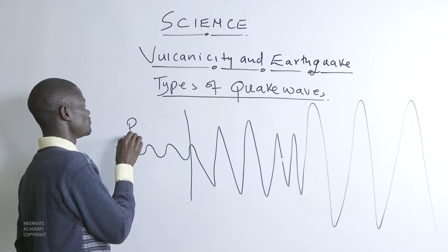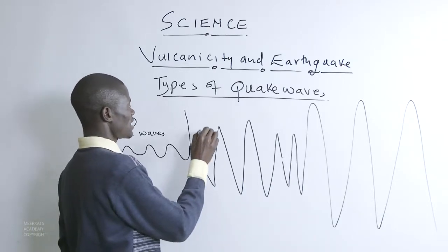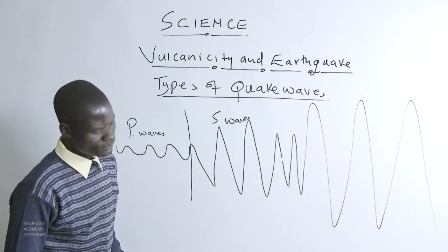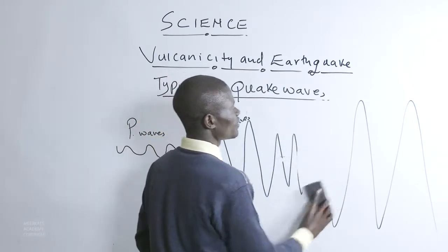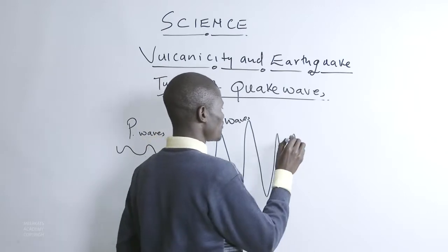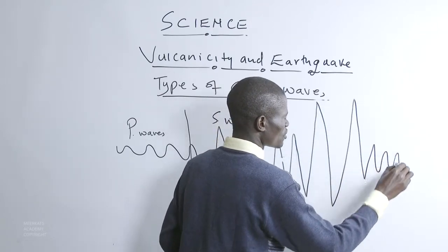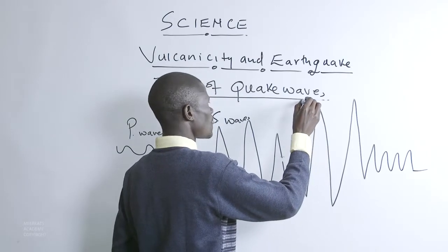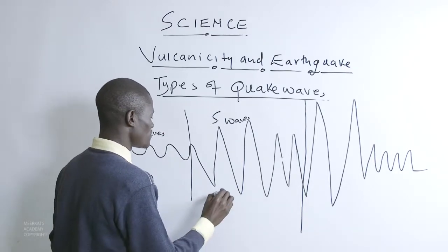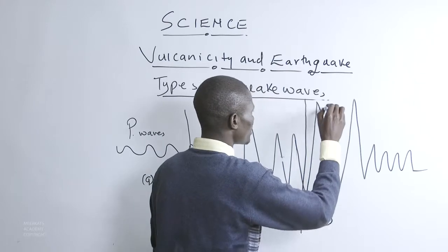These are what we call the P waves. And then these are what we call the S waves, the secondary waves. And then the longitudinal waves are the ones that strike directly at a given angle. They strike the earth surface at a very sharp point. This is where we have our A, that is the primary waves, and this becomes the secondary waves, and this becomes the longitudinal waves.